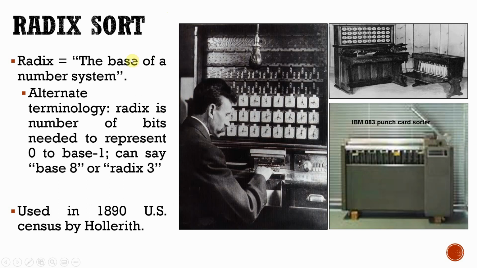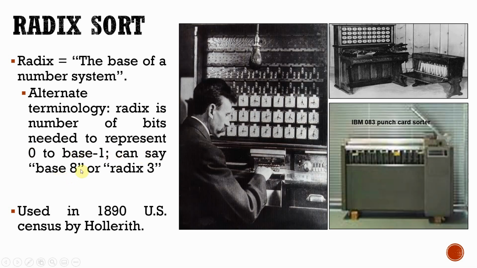There are two different meanings for Radix. According to the dictionary, it is the base of a number system, but the alternate terminology is that Radix is the number of bits needed to represent 0 to base minus 1. So what does that mean?